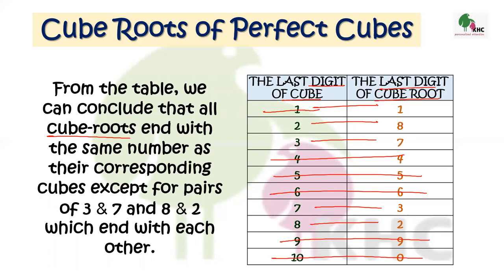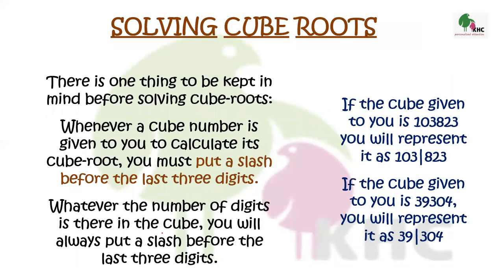Even this was the same, okay? So in the case of 2, 3, 7, and 8, the odd number exchanges with the odd number, and the even exchanges with the even number out here. So that is the main property that you need to remember for solving the cube roots of perfect cubes.